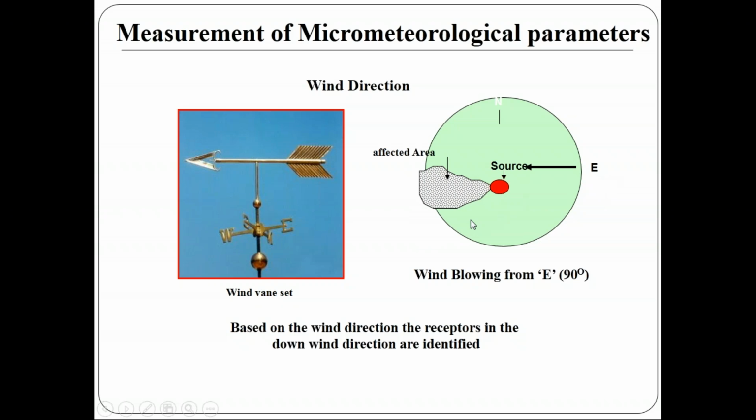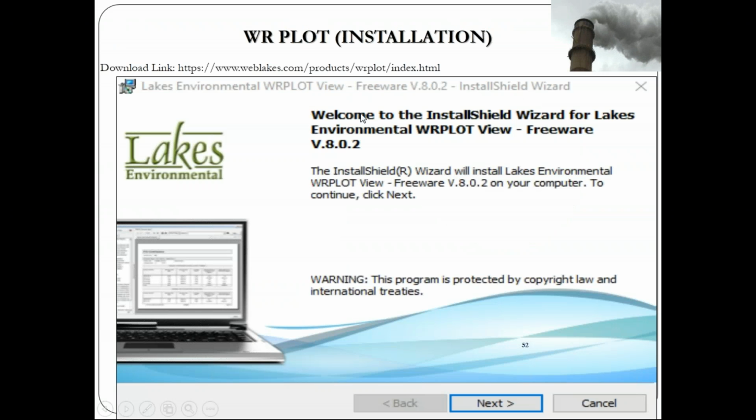So on the wind rose, one can immediately predict from which direction the wind is originating, which direction the wind is blowing from, and the speed in that particular area, which is the highest speed in which area, or on which date. If we want, we can even check the date from this. And here you can see you can download this software free of cost from Lake Environmental.